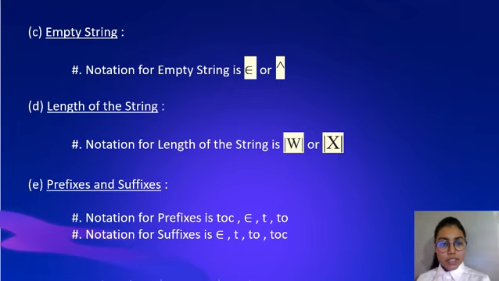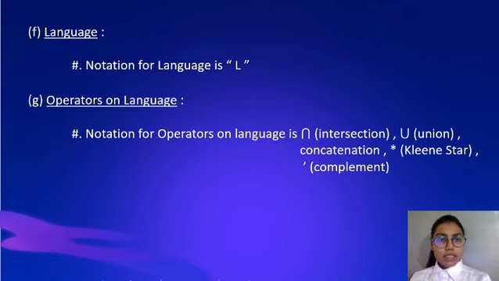Option E, which is prefixes and suffixes. Notation for prefixes is T1 T2. Notation for suffixes is T2 T1. The option F is languages. Notation for languages is L. Operators on languages, the notation for operators on languages is intersection, union, concatenation, Kleene star or complement.